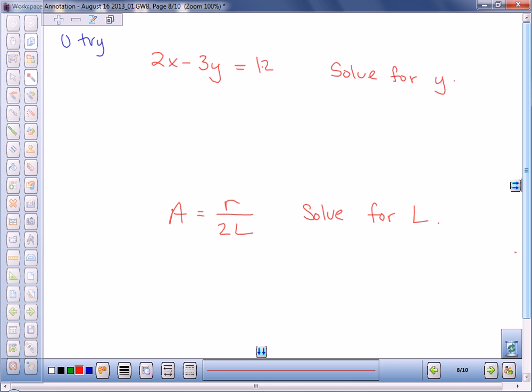You can do this on notebook paper. You can do this in the margins. You want us to solve both of it? No, I want you to hang on the second one just for a second.